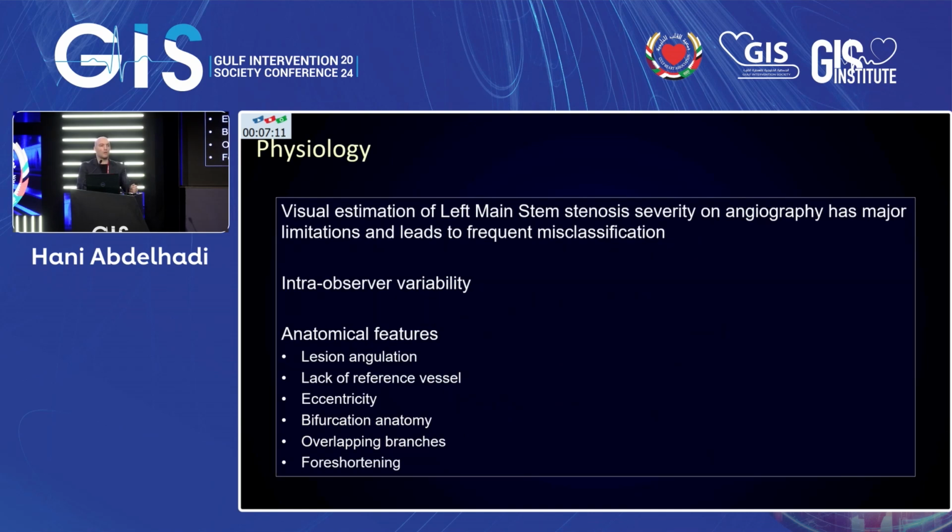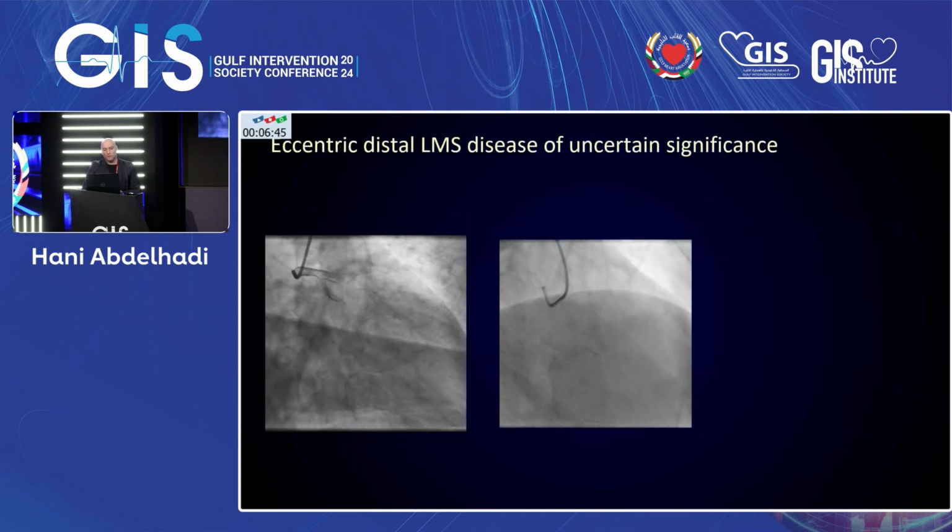Moving on to physiology. We are not as good as we think we are at assessing left main disease angiographically. There is a large intra-observer variability between all of us. We will look at the same left main. Some of us will think it's moderate, some will think it's severe, and some of us will think it's moderate-severe. It's absolutely vital that we know. And there are multiple factors, such as eccentric disease, angulation, bifurcation anatomy, that make it very difficult to assess. So let's look at this case.